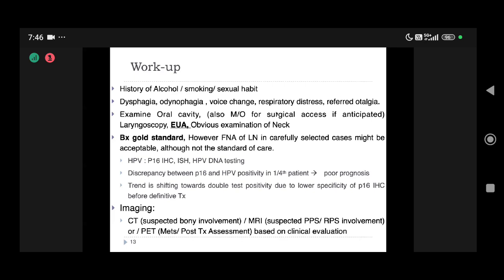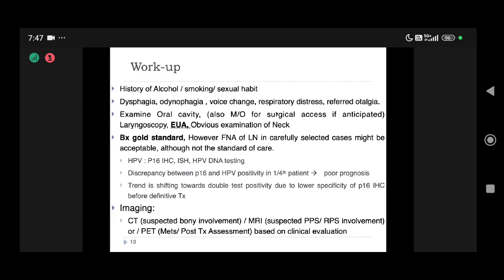Examination of the neck is done as for any other subsite of the head and neck. Biopsy is a standard and it has to be done for every patient. In very few cases where the site is not accessible or the mouth opening is not adequate, an FNA from the lymph node might also work, but it is not the standard of care. So a biopsy from the oropharyngeal cancer is a must. And if you're doing a biopsy from the oropharyngeal cancer, at least do a P16 IHC in all patients.